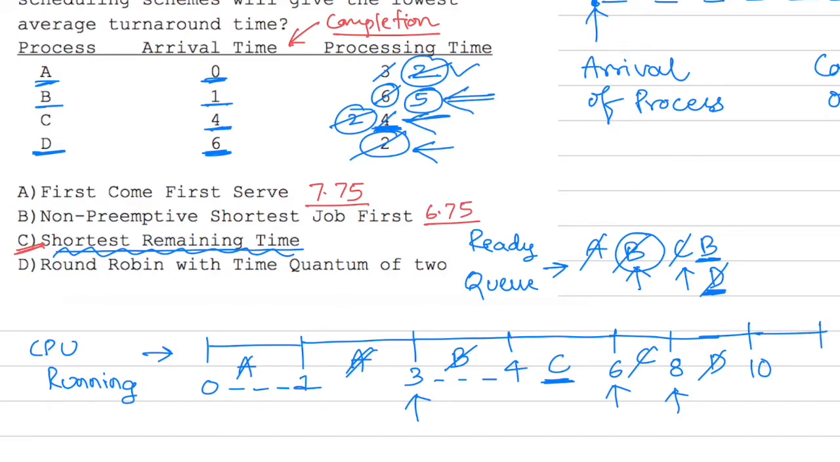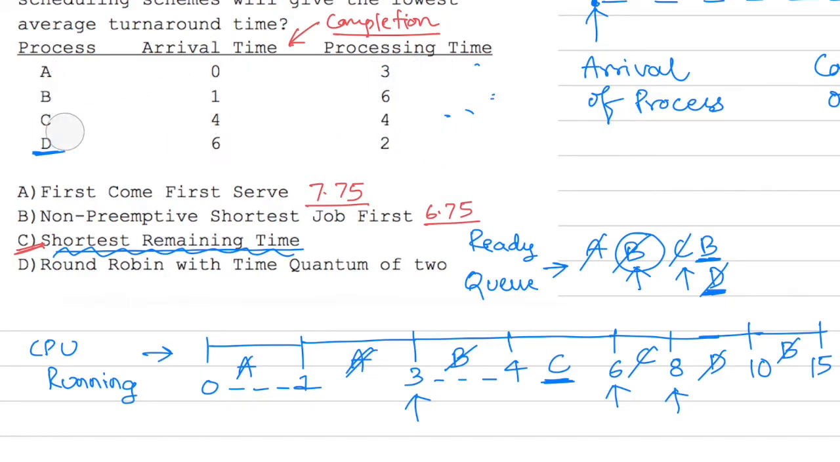It will run for the entire 5 seconds from 10 to 15, and this is where the B will terminate. So now once again, let's note down the completion times of every process. The completion time of A is here 3 seconds, so I'll note down here 3. The completion time of B is here 15 seconds, so B got completed at 15 seconds. The completion time of C is here 8, so C got completed at 8, and the completion of D is 10, so D got completed at 10.